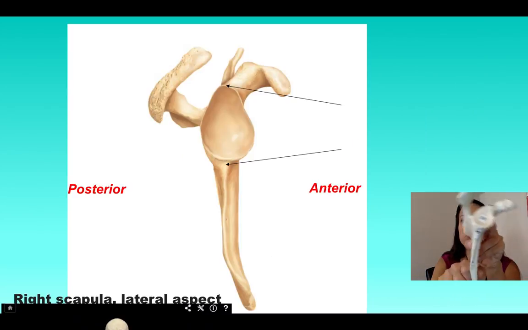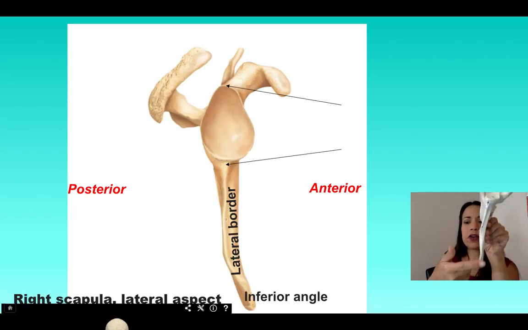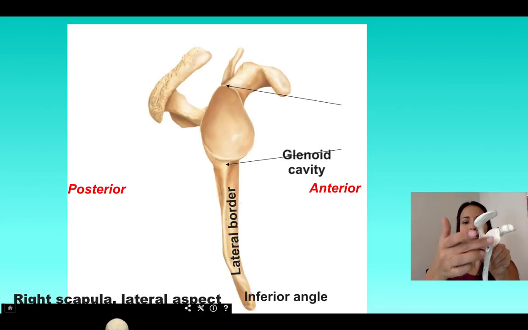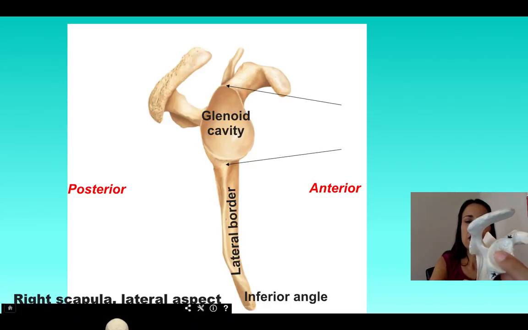Now, last view, the lateral view. Look at the lateral view. So what we can see in here, again, this is the lateral border. This is the inferior angle. And here in the lateral border, we can see the glenoid cavity, right? Now, open your eyes because this is little.